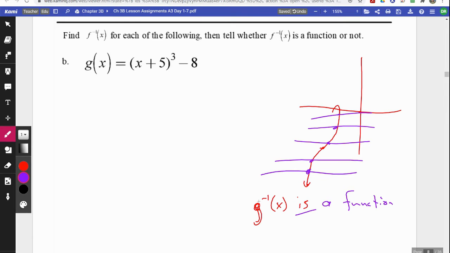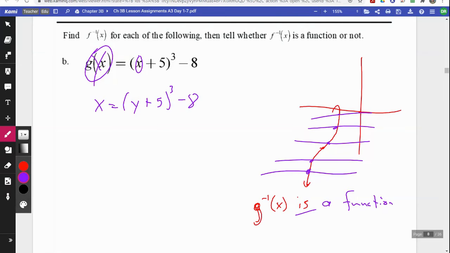To find the inverse, this is a y, we would swap our x's and y's. So this is an x over here equals parenthesis y plus 5 to the third minus 8. And so we just need to get y by itself. Start by adding 8.